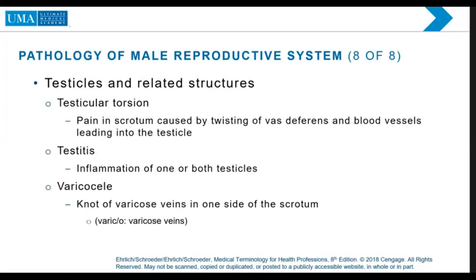Testicular torsion is pain in the scrotum caused by twisting of the spermatic cord and blood vessels leading into the testicle. Orchitis, which we saw on the previous slide, is inflammation of one or both testicles. And varicocele, which we saw on the previous slide as well, is a knot of varicose veins in one side of the scrotum. We see here varicocele equals varicose veins.